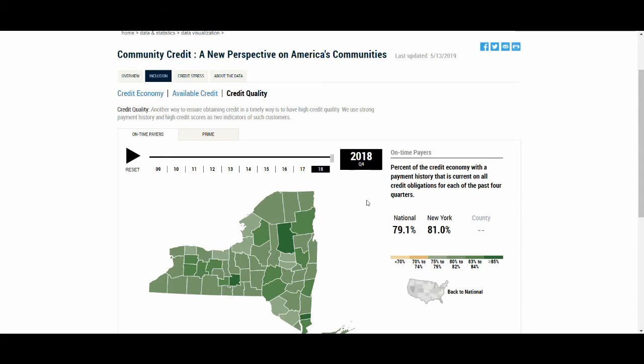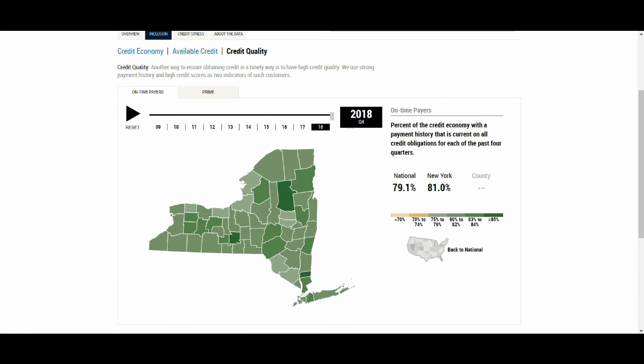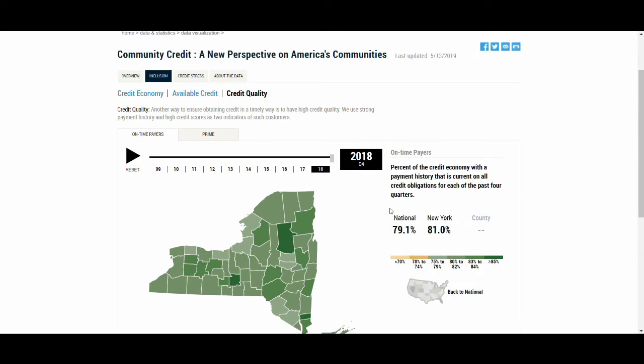Now, even just looking at the map, you can see that the Bronx is a completely different color from the rest of the map, indicating that 69% of Bronxites are on-time payers for their credit, versus in Staten Island 80% and Manhattan 82%. I point this out because credit matters.